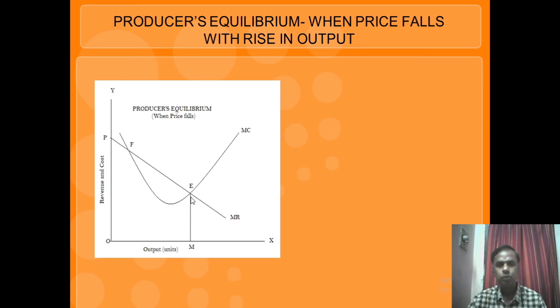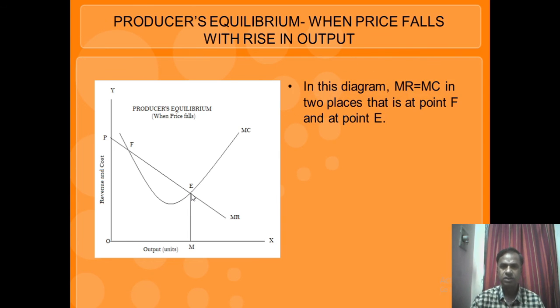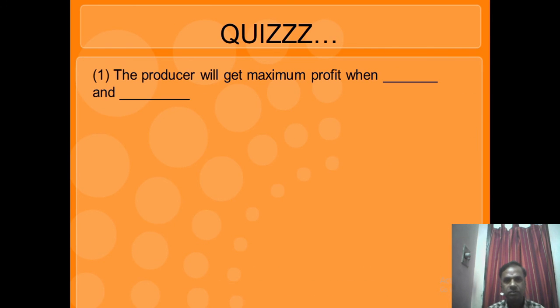At E, both the conditions are met. One is MR is equal to MC. Another one is MC is rising. Here MC is falling. Here MC is rising. MC is falling means cost falls means more profit. Cost rises means profit reduces. That's why at E, the producer will be in equilibrium. The first question: the producer will get maximum profit when MR is equal to MC and MC is greater than MR after MR is equal to MC.